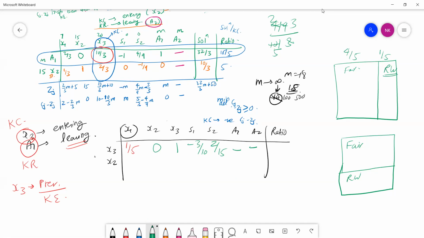Okay. Now the next row: it is the previous value, or the old value, minus the corresponding key row multiplied by the corresponding key column divided by the key element. So can anybody quickly tell me what the answer will be?